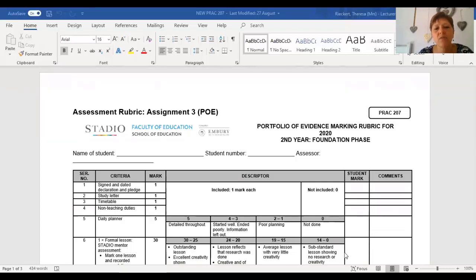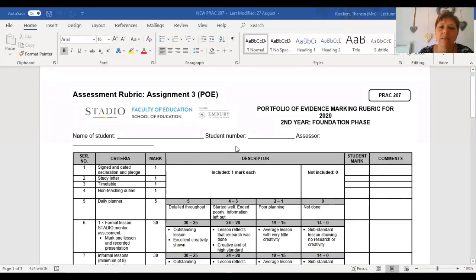And under the 6th division, they will have their 5 alternative strategies. But I will discuss the 5 alternative strategies and the marking of the 5 alternative strategies in a separate video. Okay, so you will see that not too much has changed with regards to the marking of the PoE. There's a few small changes with regards to the criteria, but basically it's very similar to what you did in 2019.